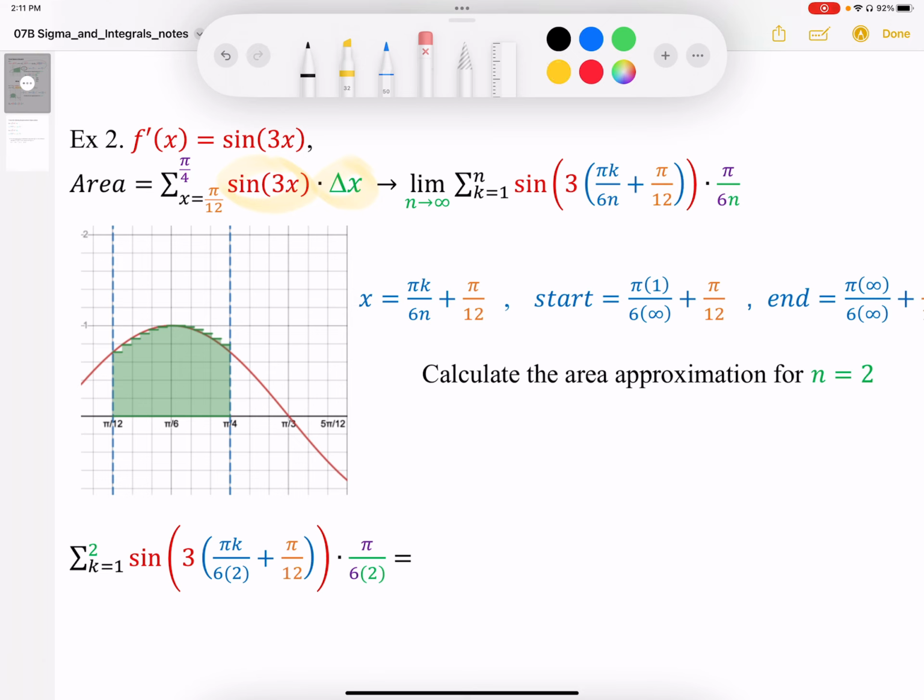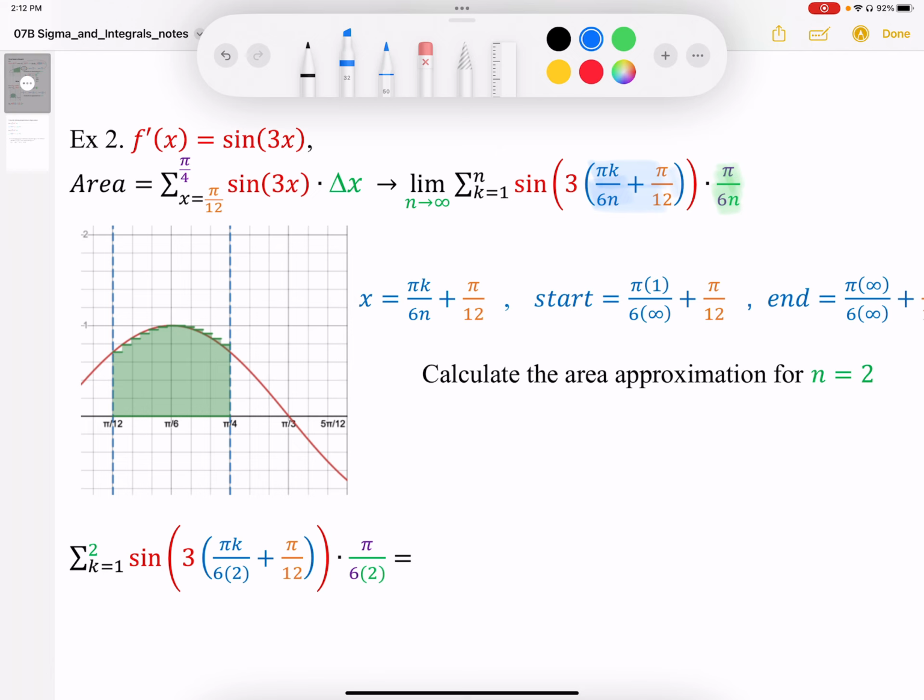Again, what's important to recognize in this expression is this part here, the interval width of pi over 4 minus pi over 12. That works out to be pi over 6, so the interval width pi over 6 divided by n is going to be our delta x. And then this expression bracketed in blue, this one here, is going to give us the expression for x.